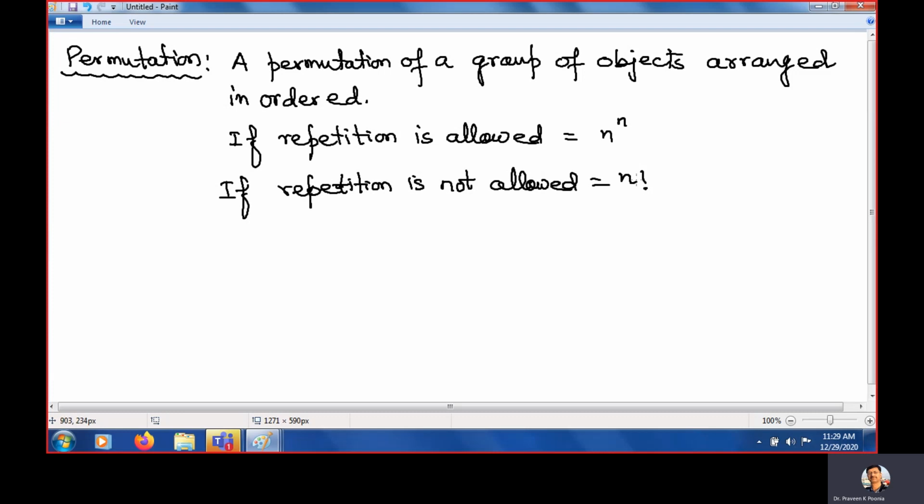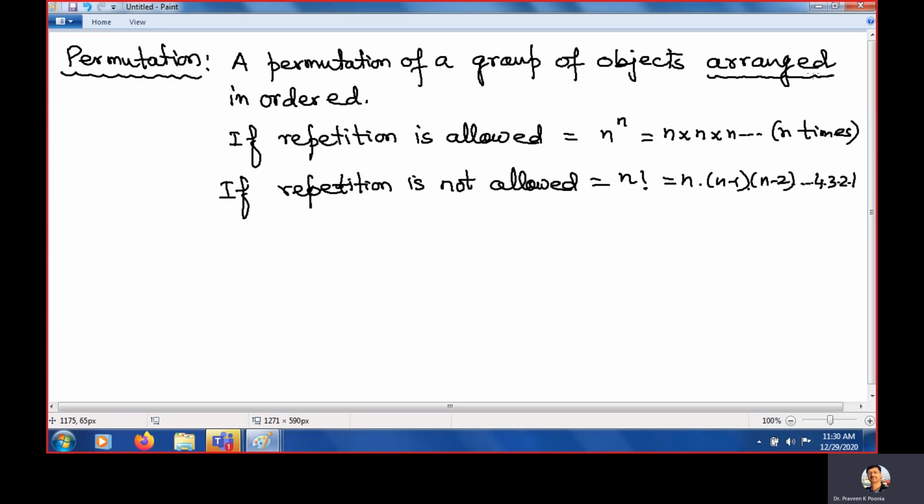There are two answers for this. If repetition is allowed, it is n power n. N power n means n times n times n, how many times? Up to n times. And it is factorial n, n minus 1, n minus 2. Clear? And it is 4, 3, 2, 1. So it is used for arrangement. You need to use this word, arrangement.